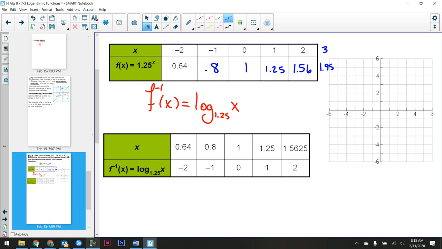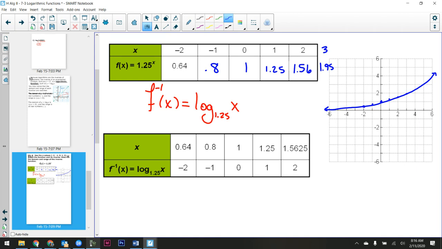All right, so we got -2, 0.6 something. We've got -1, 0.8, 0, 1, 1, 1.25, 2, 1.56, 3, 1.95. See, it's going to grow, but it's just going to grow at a really slow rate there. A couple things that I would check. Again, make sure your y-intercept is in your right spot. Make sure it should not cross the asymptote.